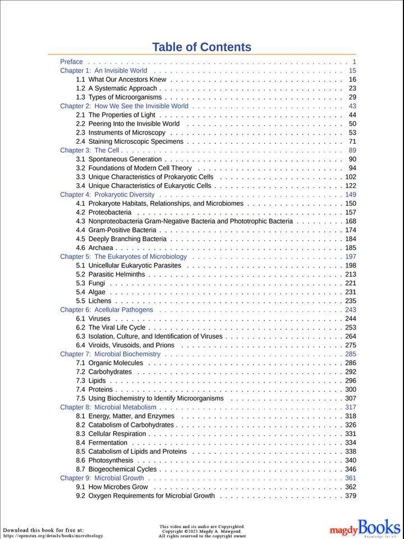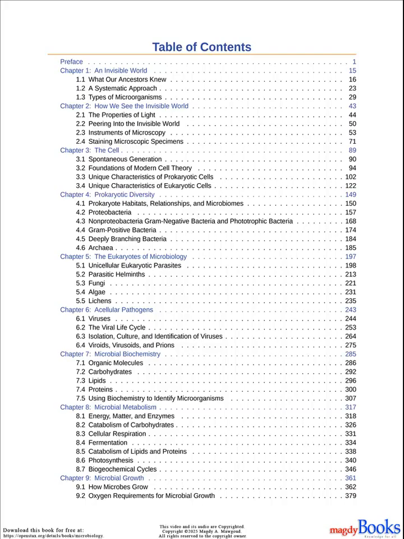Chapter 3. The cell. 3.1. Spontaneous generation. 3.2. Foundations of modern cell theory. 3.3. Unique characteristics of prokaryotic cells. 3.4. Unique characteristics of eukaryotic cells.